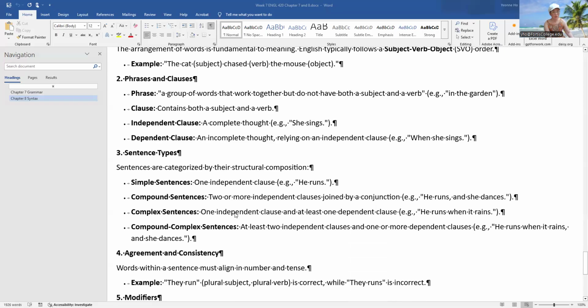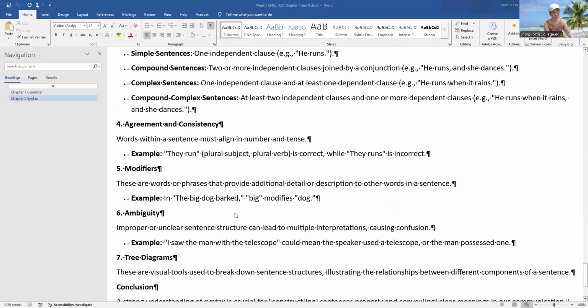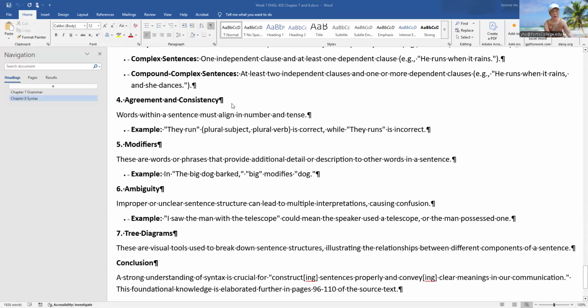And so these are all of the words that I just said, okay? And I'll let you read it over, and that's it.